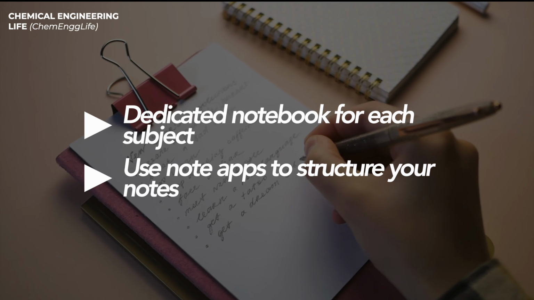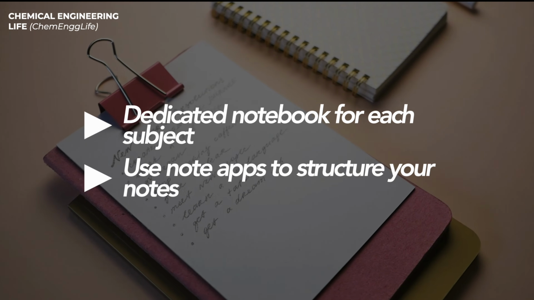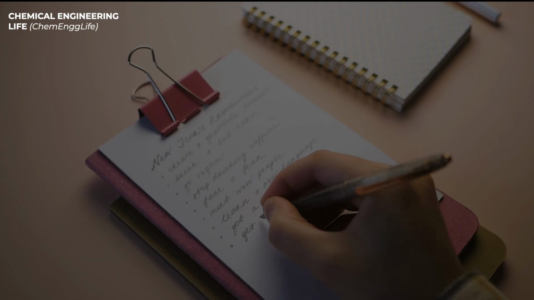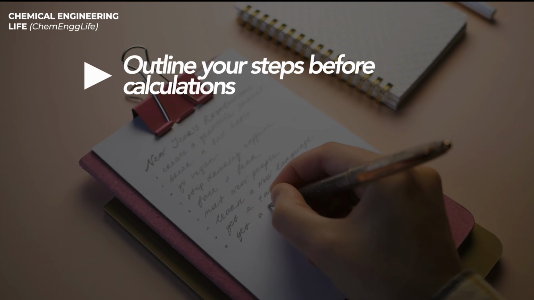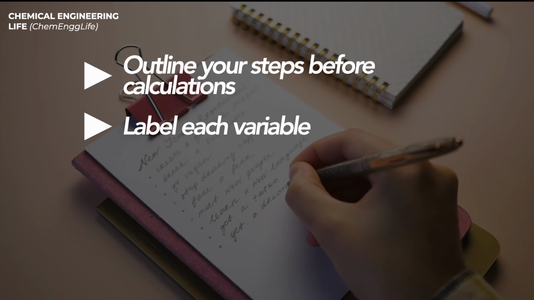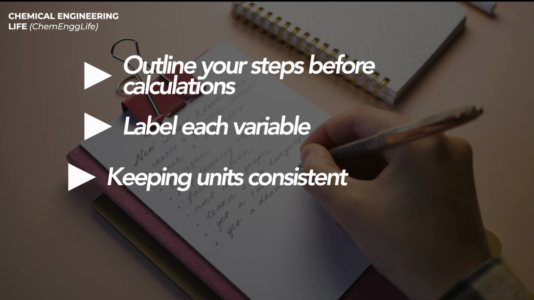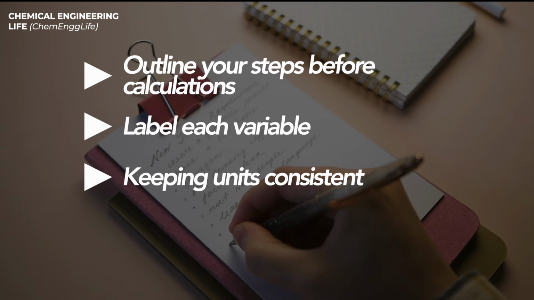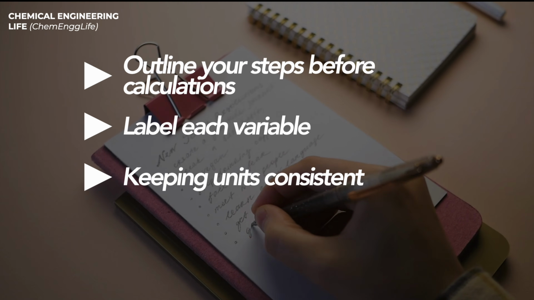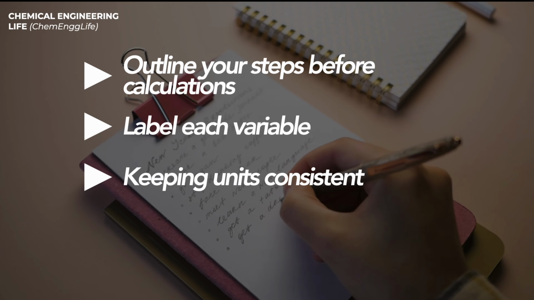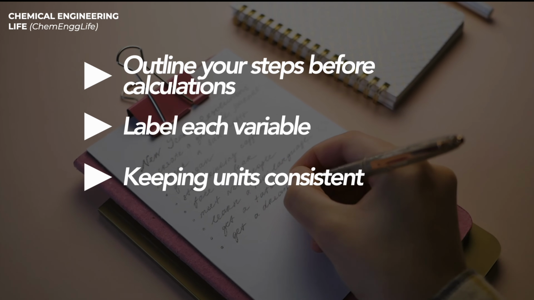And at the same time, stay organized when you are solving the chemical engineering problems, because this means that you need to learn how to outline your steps before each calculation. You need to learn to label each variable and keep units consistent throughout. And that tends to be the most common problem that people make when they're solving chemical engineering problems: they forget to align the units with the formulas that they are working with.